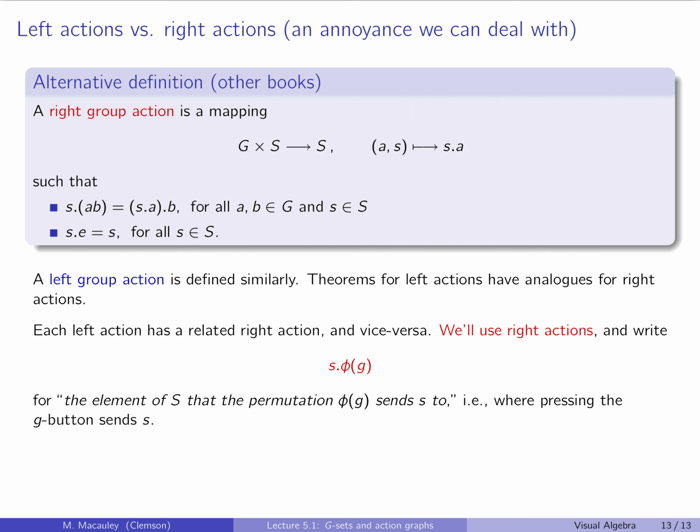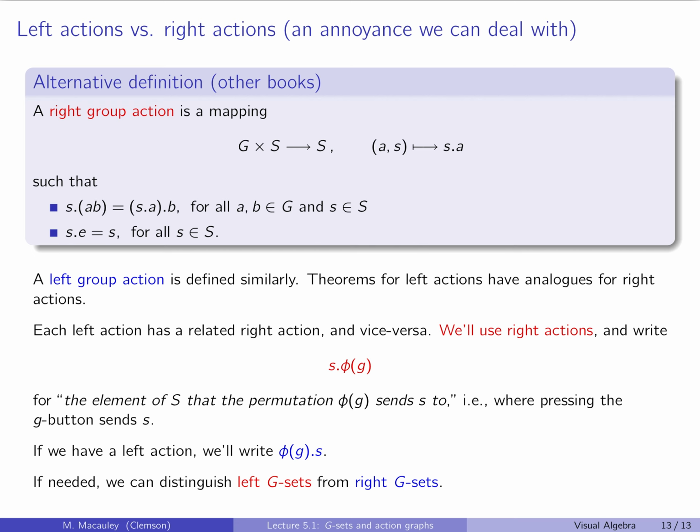And I will write S dot phi of G to be the element of S that the permutation phi of G sends S to. In other words, where pressing the G button sends S. A lot of books, a lot of proofs you'll see online, will just write S dot G. I like S dot phi of G. I think it's a little bit more clear. If we have a left action, we'll write it on the left like this.